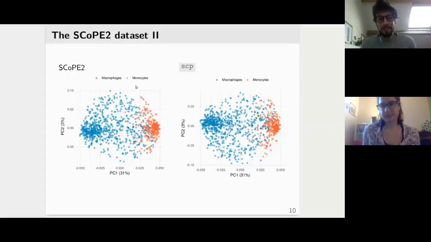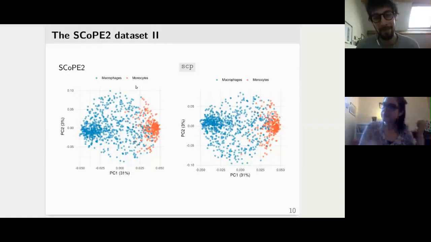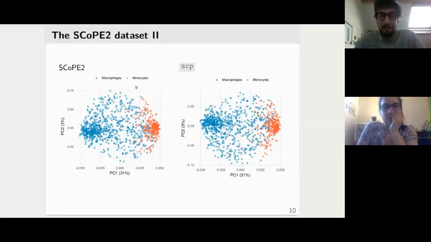So there are different strategies. I would be more interested in modeling this directly and doing some inference based on that. But there are different ways, and still we don't know what's the best way.